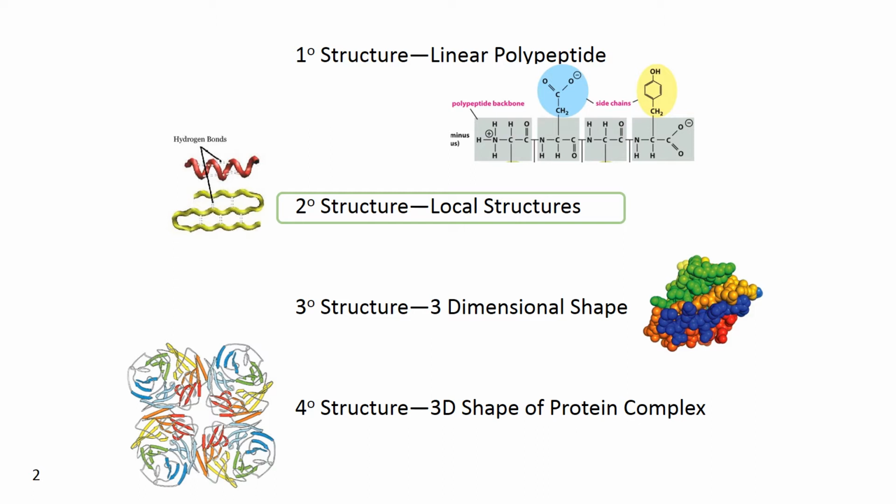Tertiary structures are the three-dimensional shape that a protein takes when it's completely folded, and a quaternary structure is the three-dimensional shape of a protein complex, meaning that there is more than one protein associating with one another to create the quaternary structure. We're going to focus this discussion on secondary structures, those local structures within a single polypeptide chain. And there are two flavors of these secondary structures.